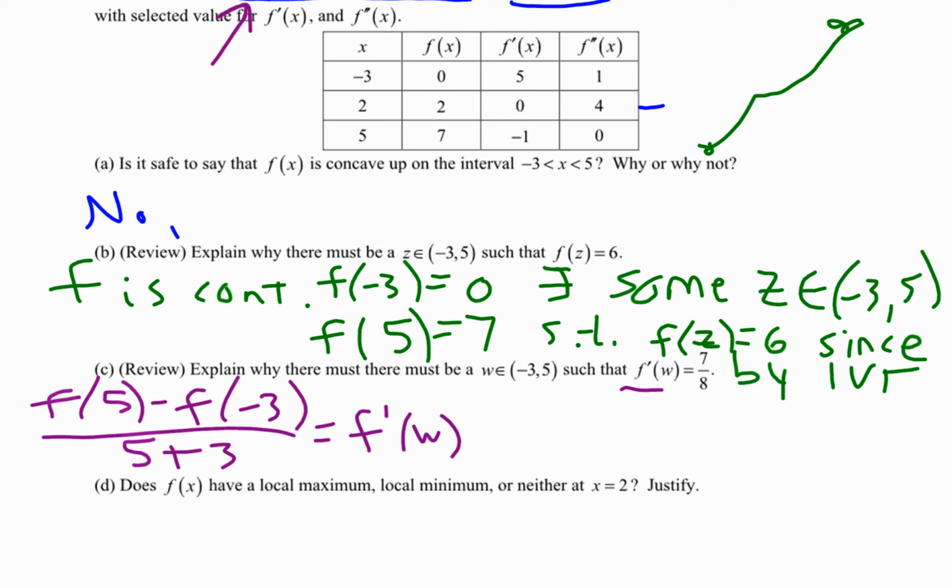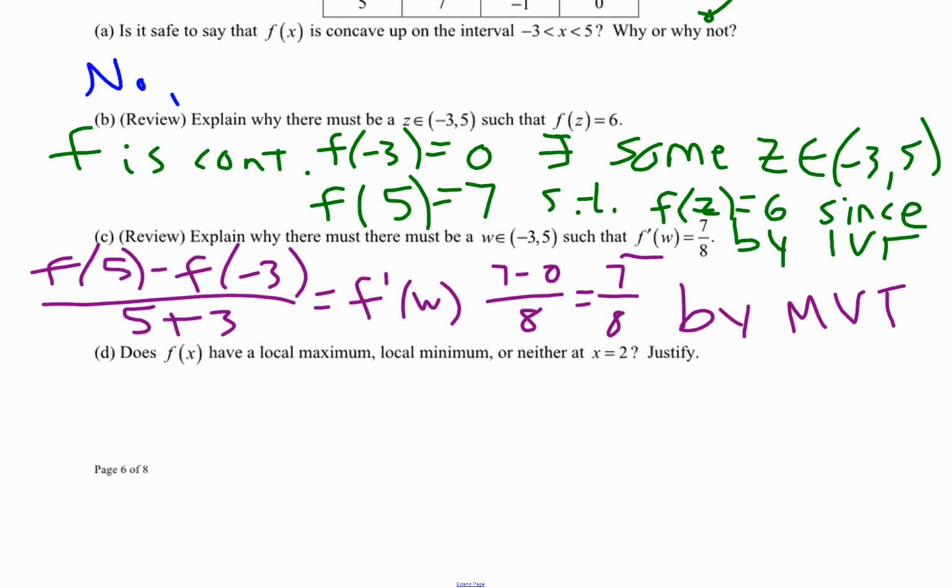Now, if we plug in those values, f of 5 is 7 minus 0 over 8. Hey, look, that's 7/8. So then, yes, there must be some w on the interval between negative 3 and 5 such that f prime of w equals 7/8 by the MVT. Mean value theorem, talking about slopes.